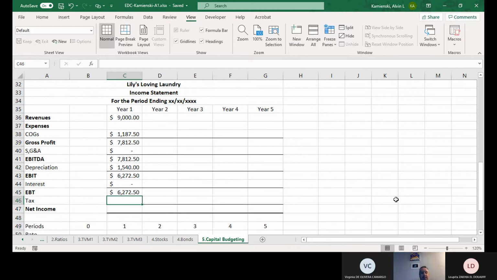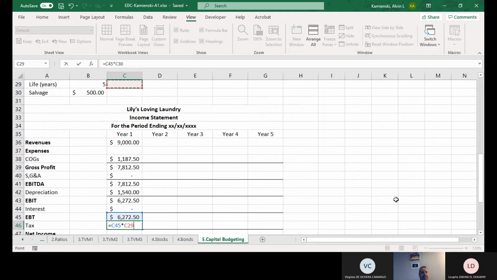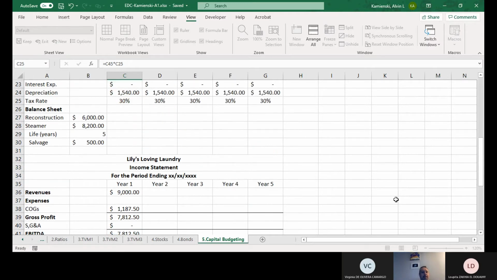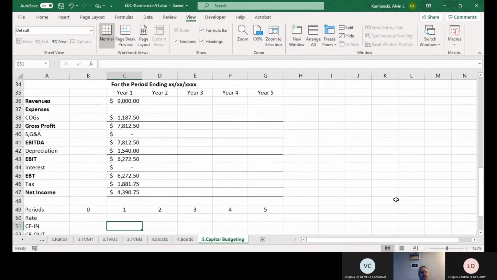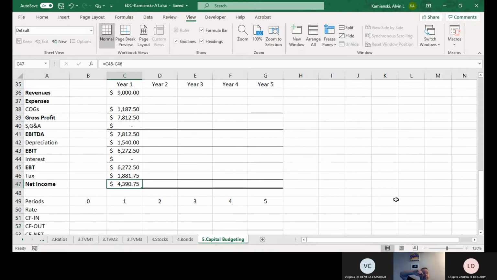It's this number then that needs to have tax applied to it. So the tax amount is going to be our EBT multiplied by our tax rate. So we're going to pay 1,800 and change in taxes, so that we can first assume that the net income on this new investment will be $4,390 in that first year.